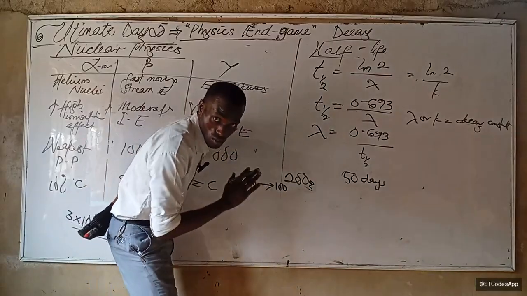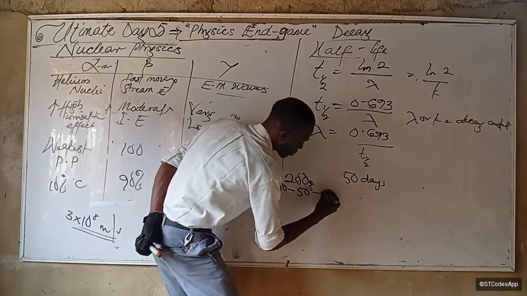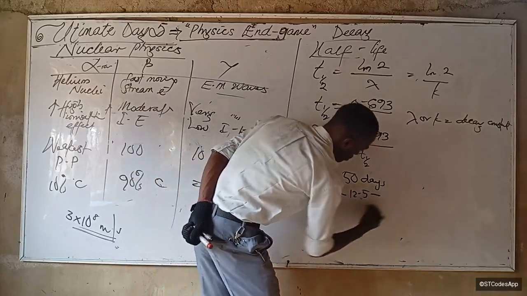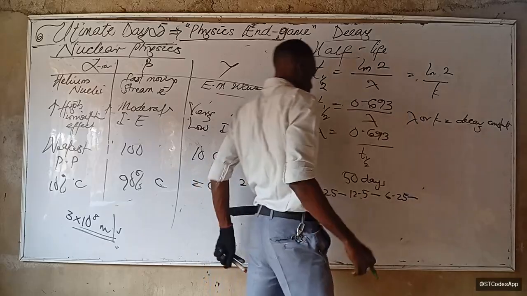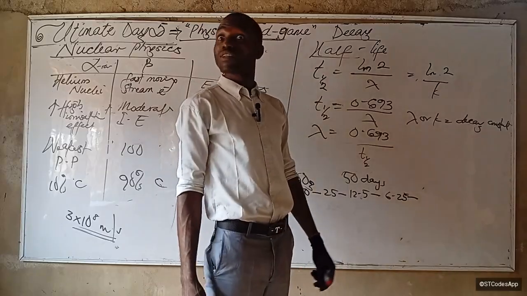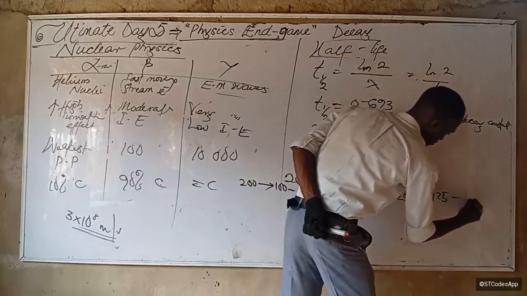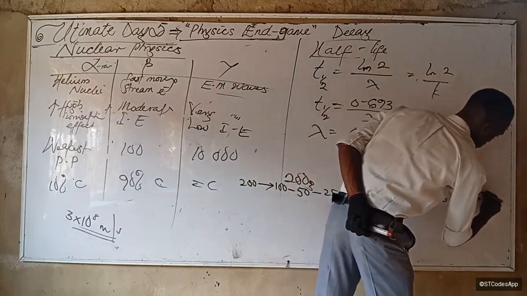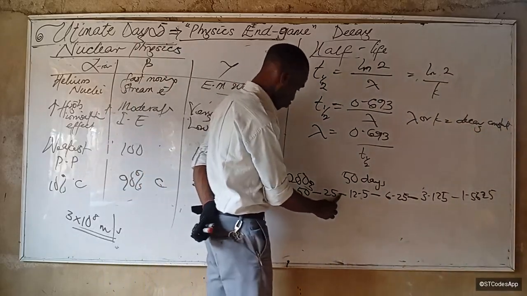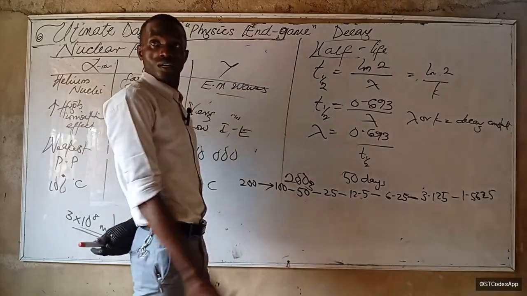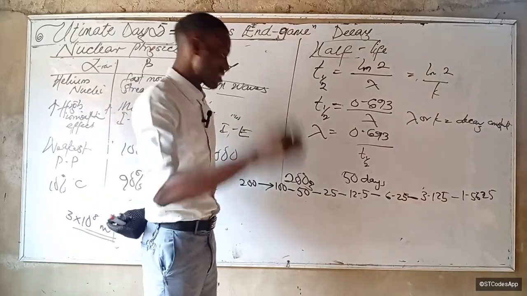Let's keep disintegrating it. This one will disintegrate to 50. This one will go to 3.125. This one will go to 1.5625. Let's stop at 500 days. Is that okay? After 500 days, how much will remain?